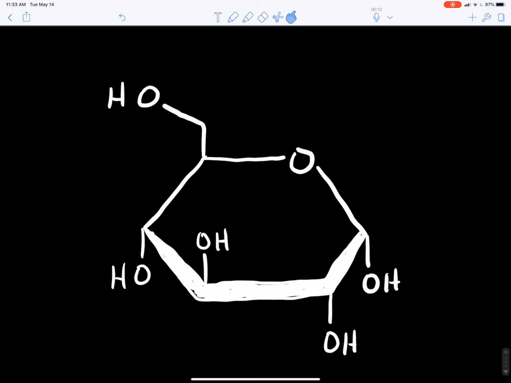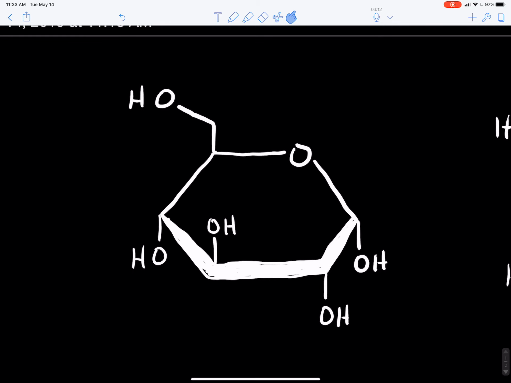Hey everyone, I want to address something that's been bothering me in my studies: trying to look at a Haworth projection of a sugar and determine whether or not it's alpha, beta, or D or L. And I came up with a way through reading that I think makes this kind of easy.